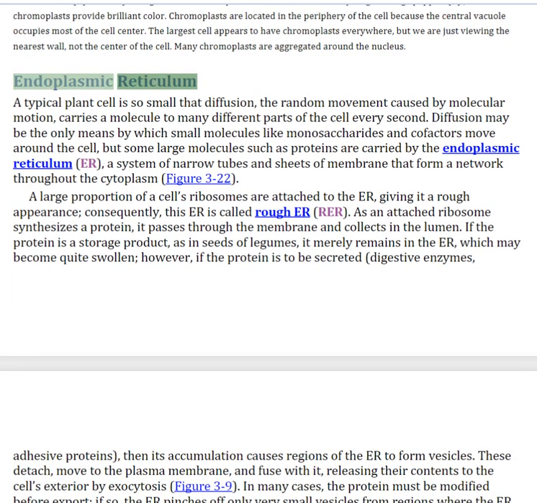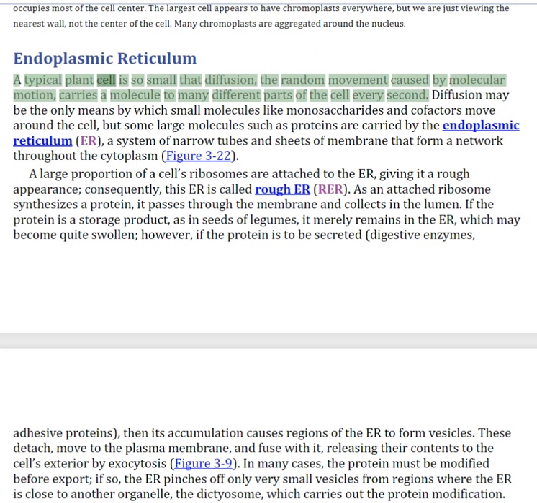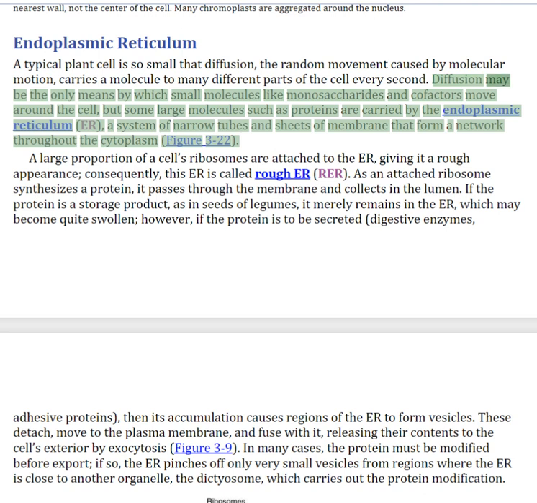Endoplasmic reticulum. A typical plant cell is so small that diffusion, the random movement caused by molecular motion, carries a molecule to many different parts of the cell every second. Diffusion may be the only means by which small molecules like monosaccharides and cofactors move around the cell, but some large molecules such as proteins are carried by the endoplasmic reticulum, a system of narrow tubes and sheets of membrane that form a network throughout the cytoplasm.